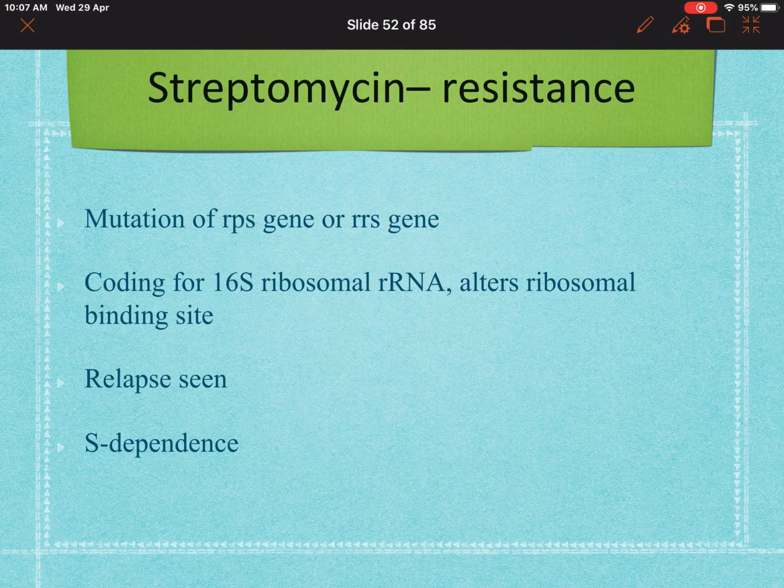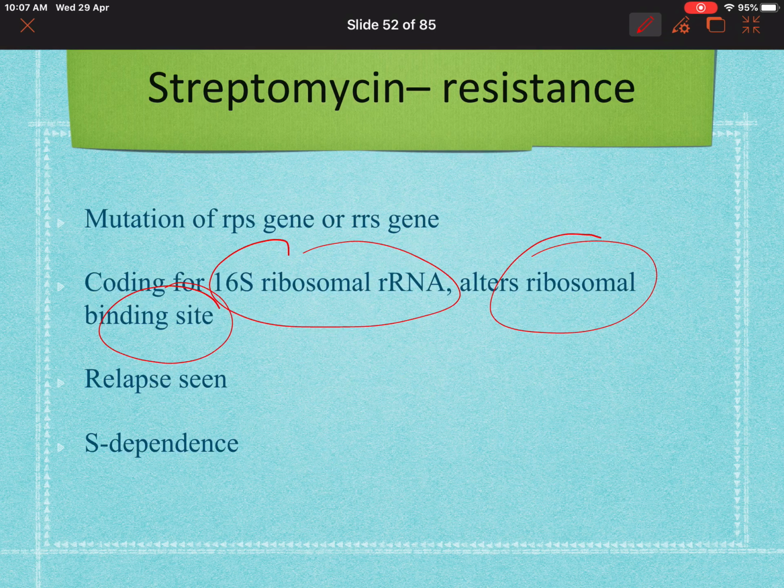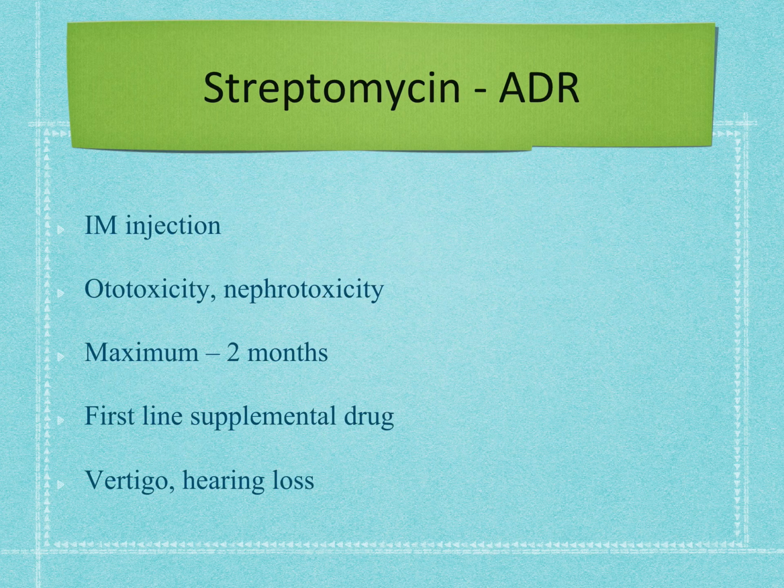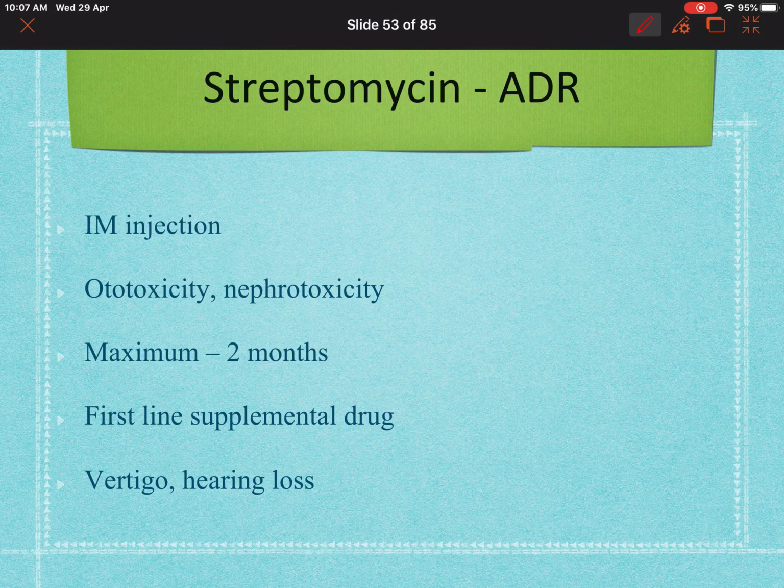What is the mechanism of resistance? Mechanism of resistance is by alteration of the 16S ribosomal RNA, that is, it alters the ribosomal binding site. What are the adverse effects of streptomycin? It's an injectable drug, so on the site we can have local tenderness. Other than that, it can cause ototoxicity, nephrotoxicity, vertigo, hearing loss, neuromuscular blockade.